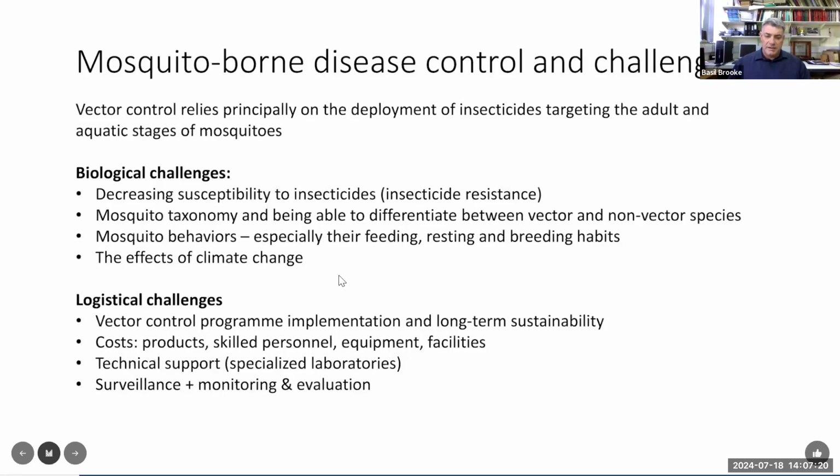Then, of course, you need technical support. You need very specialized laboratories that have very particular skills to produce the required level of support. And then, of course, we have to have surveillance systems in place, which are not easy to implement. And we have to have good monitoring and evaluation systems in place as well. Next slide, Natasha.